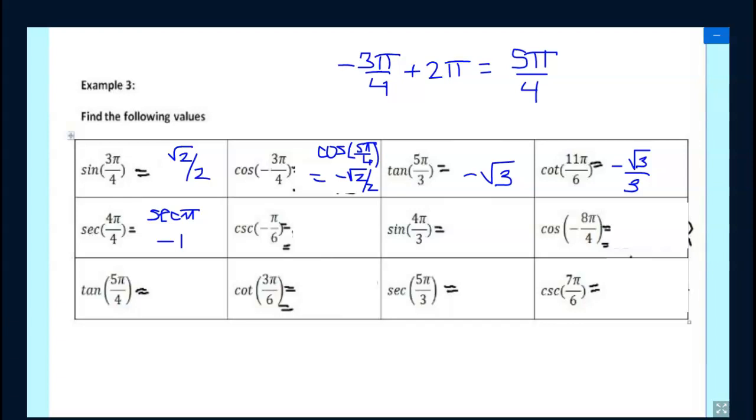Cosecant of negative 11π over 6. Well, that's the same as going down π over 6 from 360. So it's 11π over 6. So cosecant of 11π over 6 is the same as 1 over the sine, which would be 1 over negative a half, which gives you negative 2.